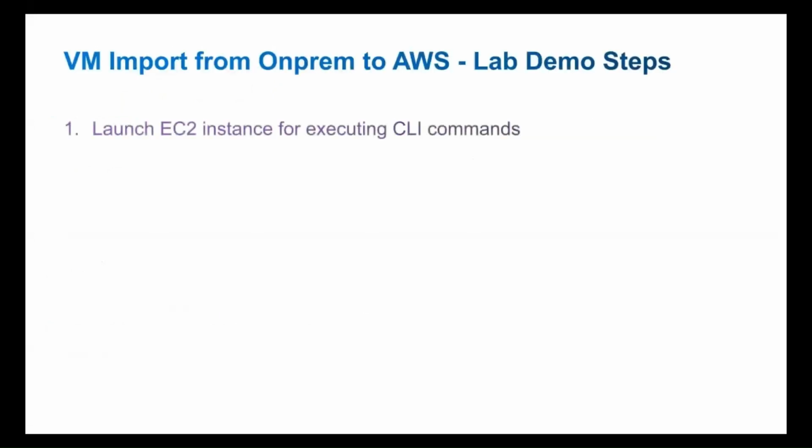So team, now we will move ahead with the VM import. How do you import a virtual machine from an on-prem data center into AWS, which is part of the rehost cloud migration strategy? Let us move ahead with the lab steps for that. These are the sequence of steps we will do. First, I will launch an EC2 instance, typically for executing the CLI commands, because for VM import and talking to the S3 bucket, we need to use the commands via the CLI.